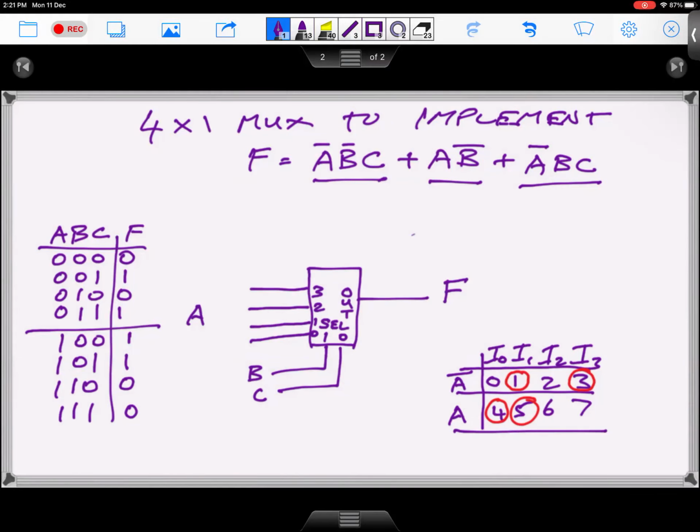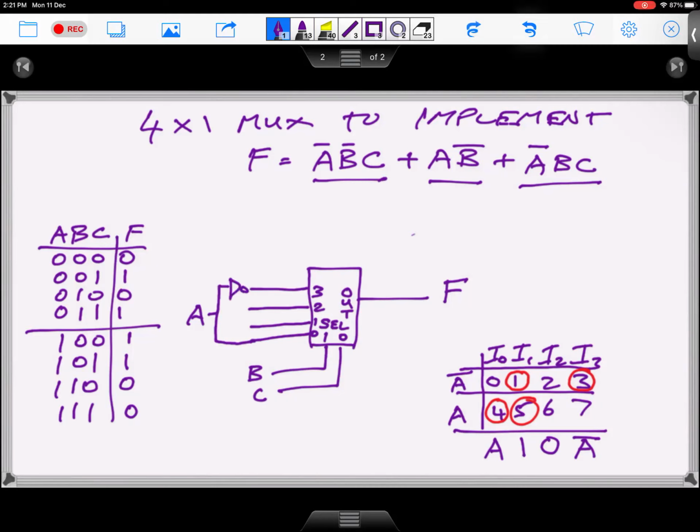Now, if the A is circled only, then we write A. If both the A and A bar are circled, we write 1. If none of them is circled, we write 0. And if the A bar is circled, we write A bar. So clearly the A is going to go into the 0, the A bar into the 1.